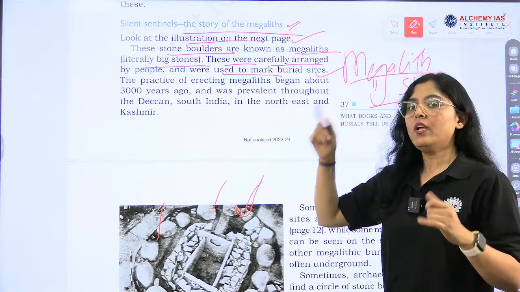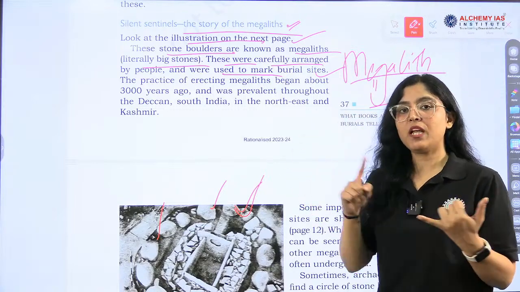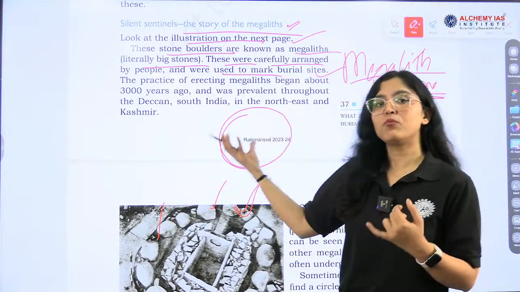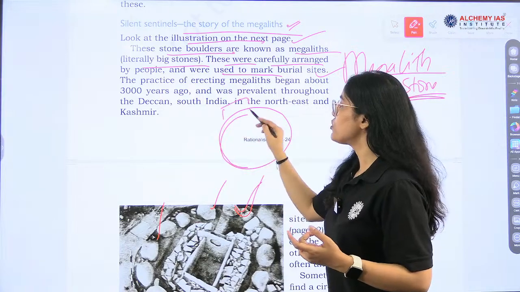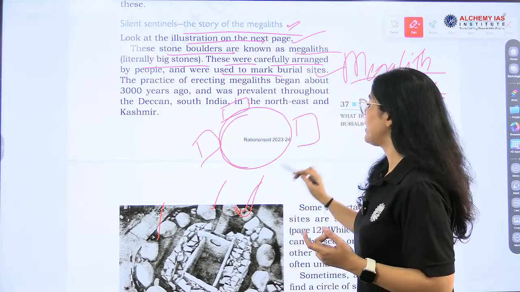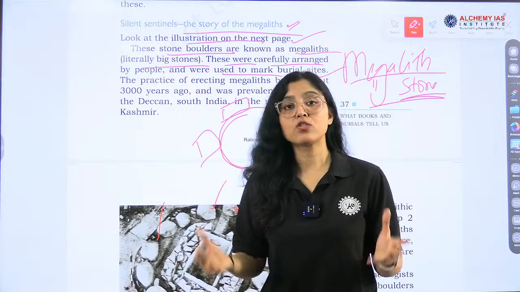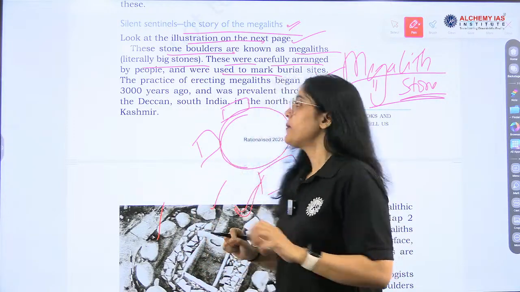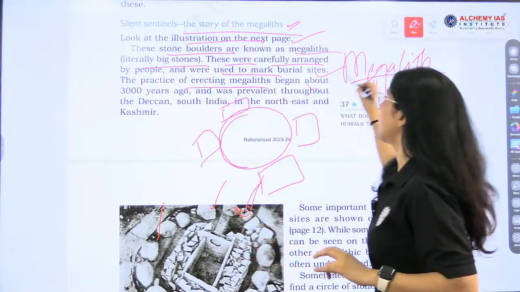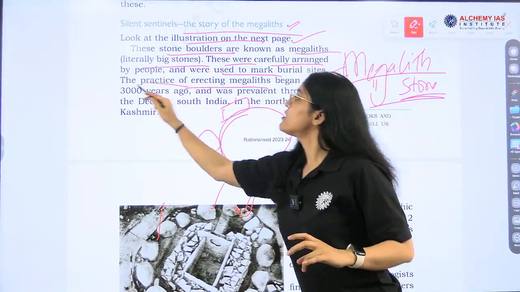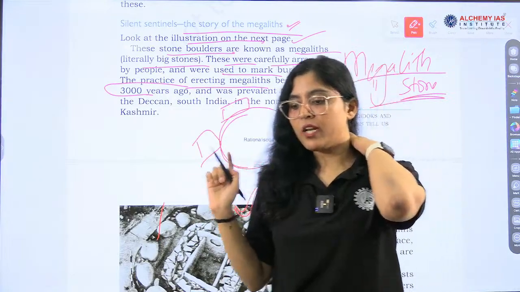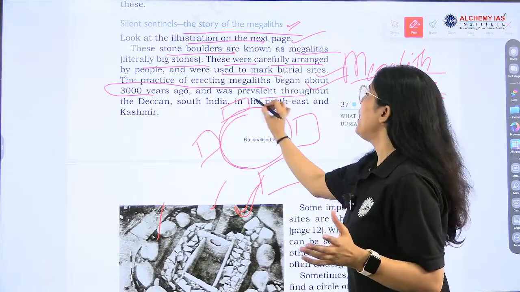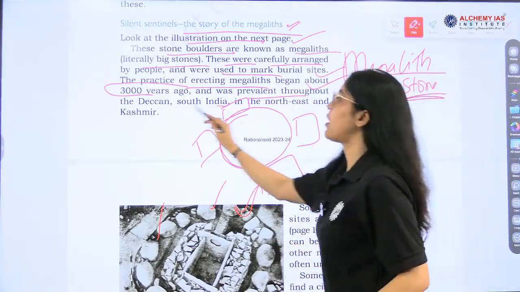So, now we know that the megalithic culture is related to marking the burial site. There were bodies and these people used to mark the burial sites with big stones so that they remember that these are the sites where the bodies are. The practice of erecting megaliths began about 3000 years ago. So, it is also telling us about the time period. It started around 3000 years ago and was then prevalent throughout the Deccan, South India.